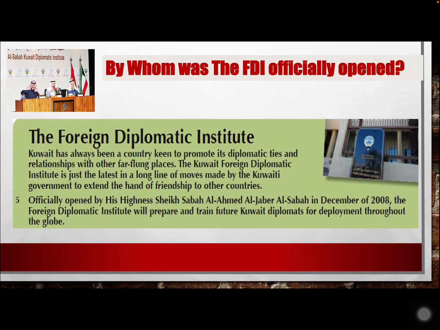Now, if we read here on line 5, if we go through it, officially opened by His Highness Sheikh Sabah Al Ahmed Al Jabir Al Sabah. So this is where we can find the answer, and we call this scanning. You can quickly scan for the names and the year, December of 2008.